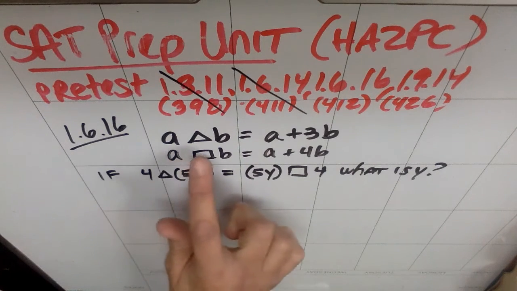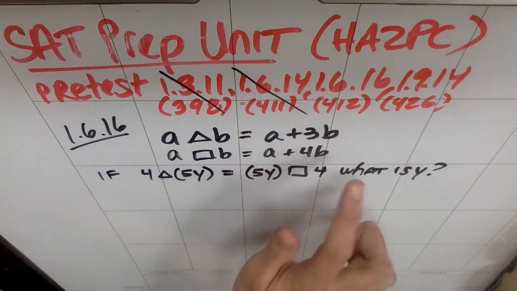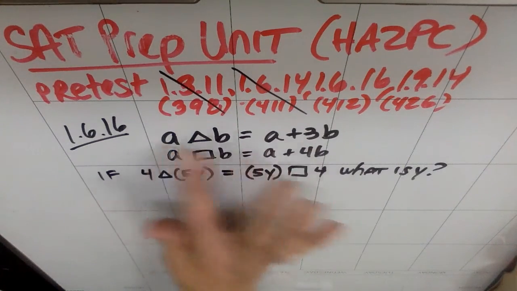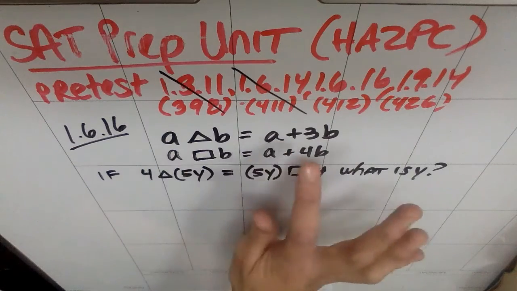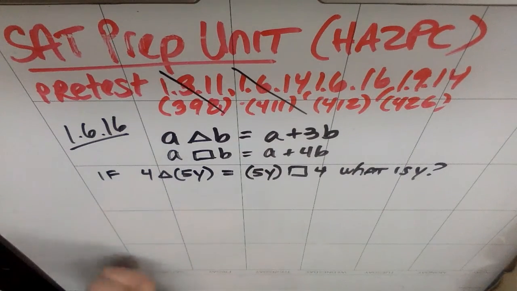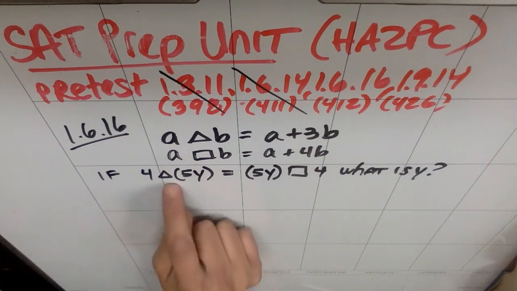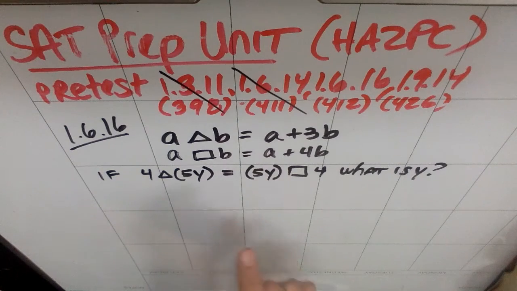So a triangle b is a plus 3b. So if you have an a with a triangle and a b, you're supposed to take whatever a was and keep it the same, and then add it to triple of whatever b was, right? A square b is a plus 4b. So after they gave us those two functions, they then tell us that 4 triangle 5y is the same as 5y square 4, and they want us to find y.